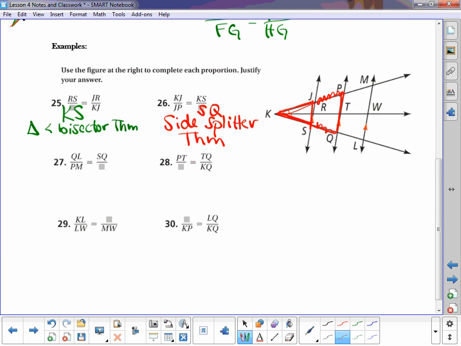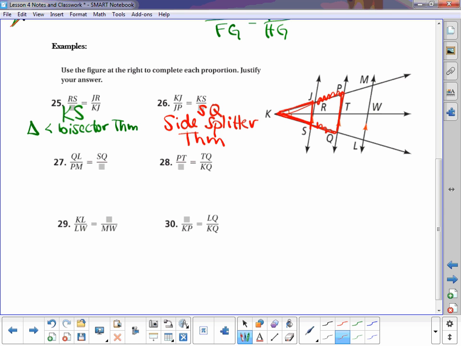Questions with that one? Okay. So if those parallel lines weren't there, could we say that SQ would be proportional to KS? For a proportion, you have to have two ratios. You've only given me one ratio, SQ to KS. So that's one ratio.